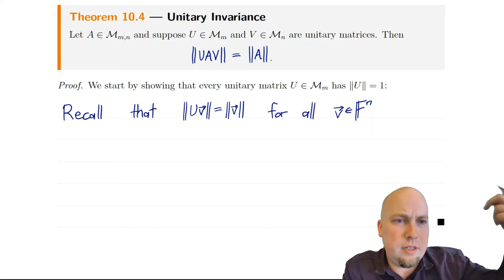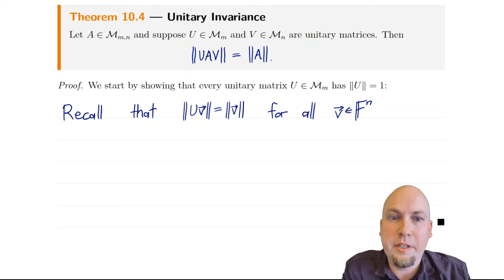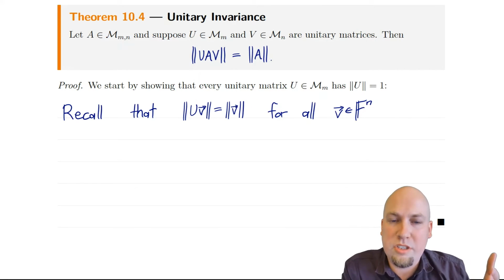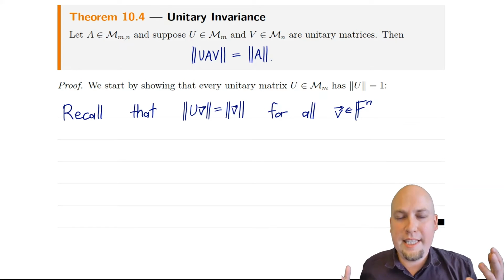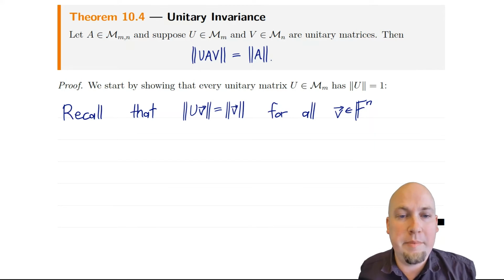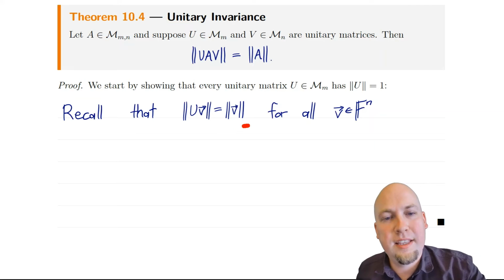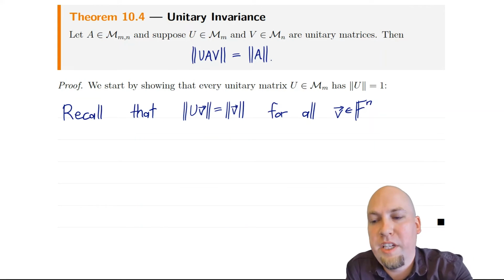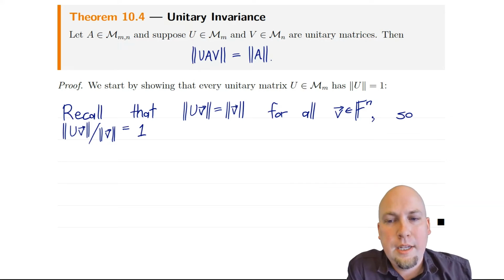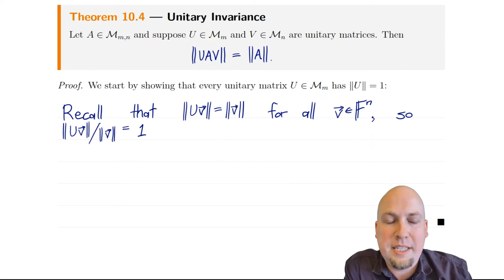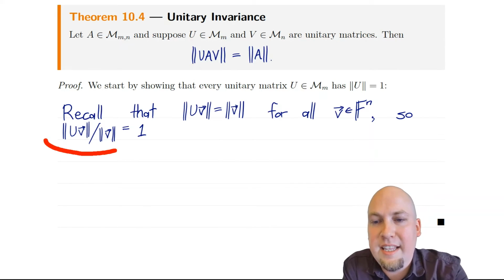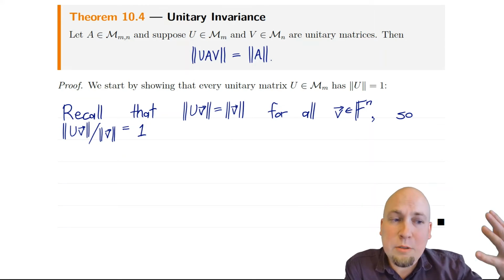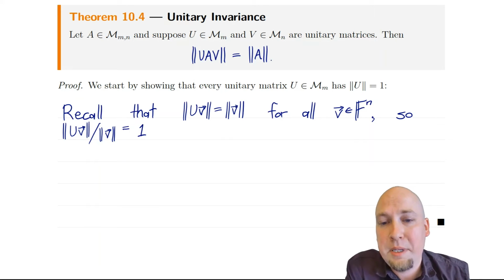We had a theorem from earlier in the course, when we learned about unitary matrices, that said that the norm of UV always equals just the norm of V. That's one of the ways that you could define a unitary matrix. They're exactly the matrices that preserve vector lengths. So the norm of UV equals the norm of V no matter what vector V I pick. If I just divide both sides by the norm of V, I get that the norm of UV divided by the norm of V always equals 1, again, no matter what vector V I pick.